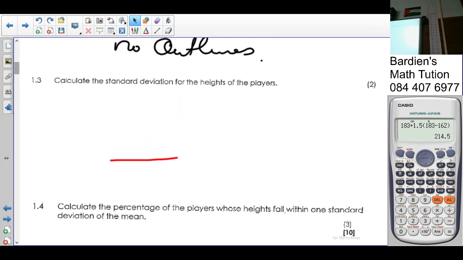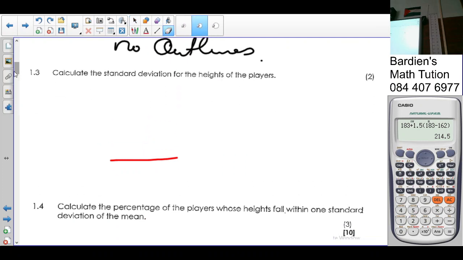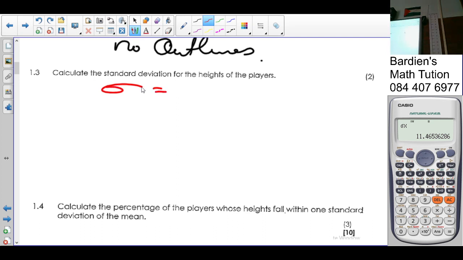And the question says calculate the standard deviation. To calculate it, I've already got the data entered in the calculator, so I press shift 1, 4 for variance, 3 for standard deviation. That gives you 11.47. Is that your standard deviation sign? The small Greek s is going to be 11.47.